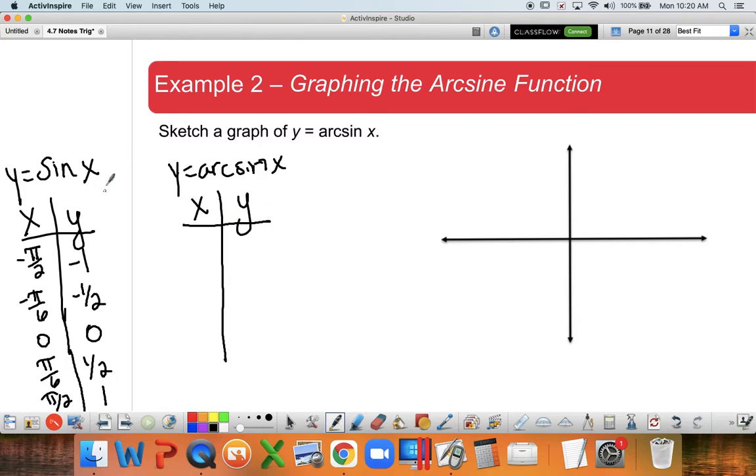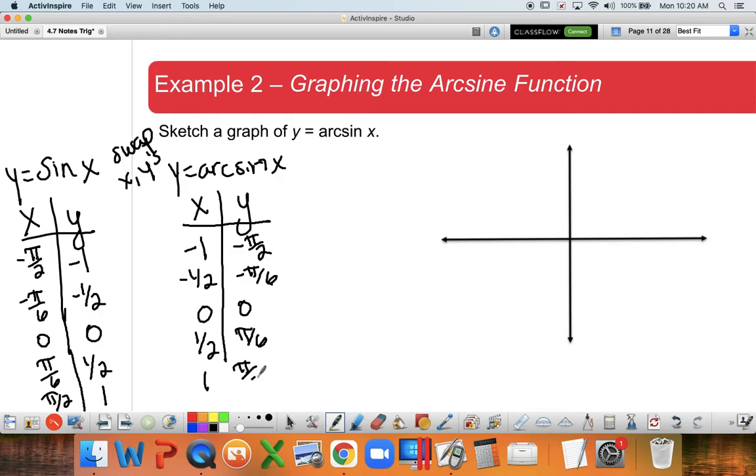remember how inverse functions are related. We are going to swap the x and y's. So instead of this coordinate point being negative pi over 2, negative 1, it's going to be negative 1, negative pi over 2. Then we have negative 1/2, negative pi over 6. 0, 0, same one there. Then we have 1/2, pi over 6 and 1, pi over 2.